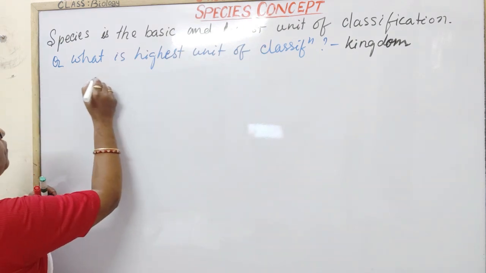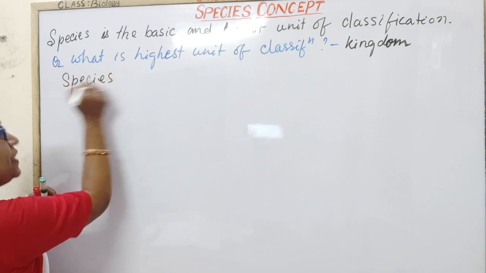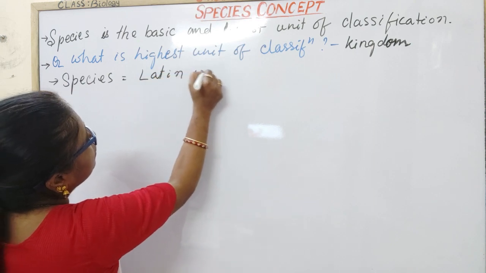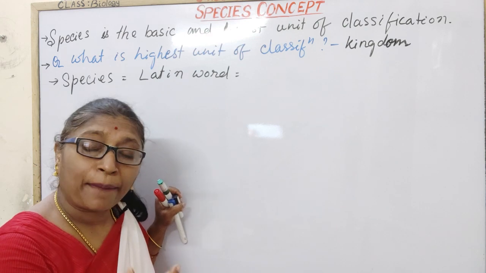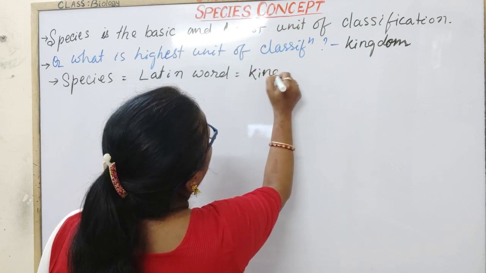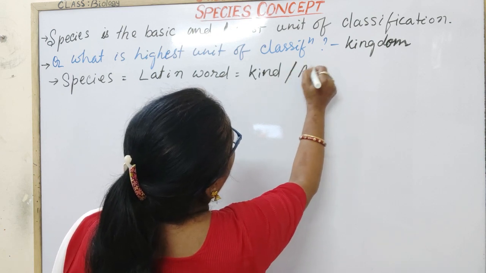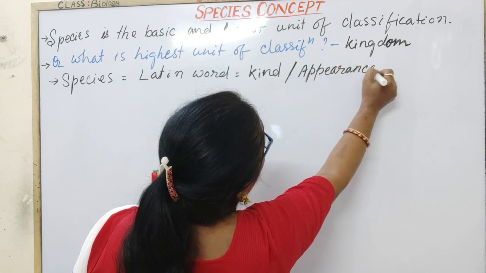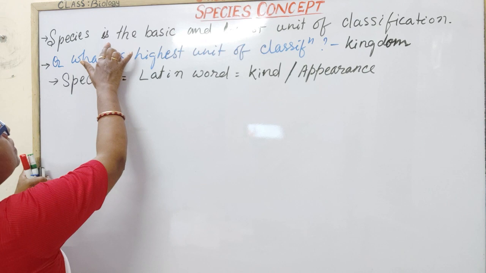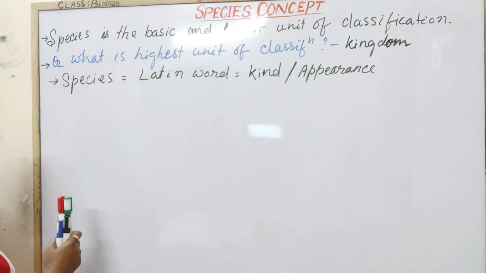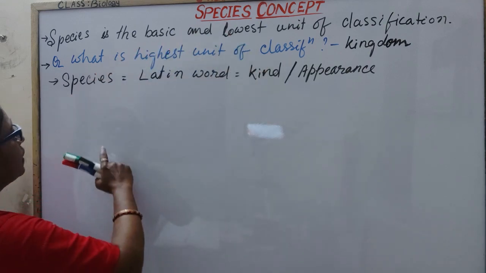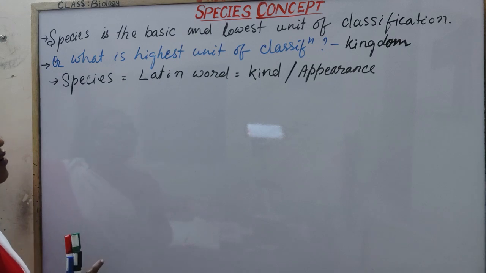Species is a Latin word. Its meaning is kind or appearance. What is kind or appearance? How it looks morphologically. Appearance is the morphological appearance. So, species is the basic and lowest unit of classification. What is the highest unit of classification? Kingdom. Species is a Latin word whose meaning is kind or appearance.